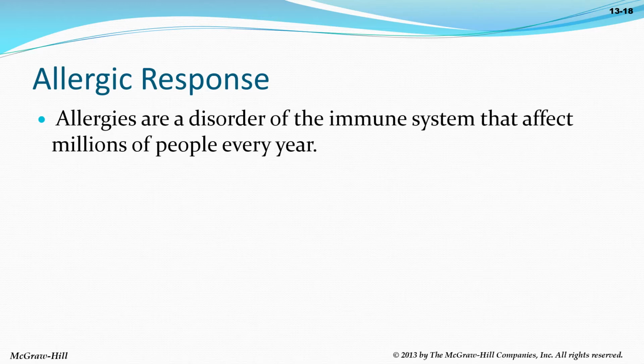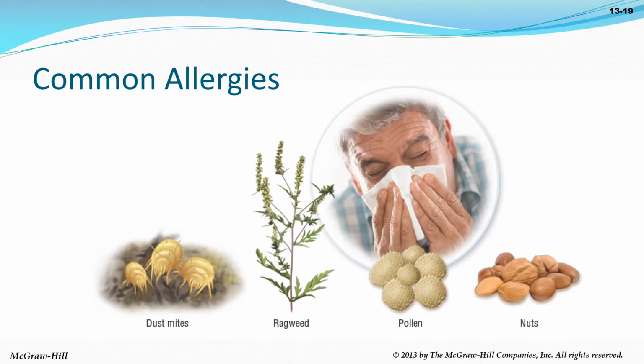Allergies. So your immune system is supposed to protect you, but sometimes it goes overboard. It just goes crazy. A lot of times your allergies are your immune system going overboard. For you guys, it could be seasonal, right? Pollen, ragweed. Pollen's actually plant sperm. So actually you're allergic to pollen.